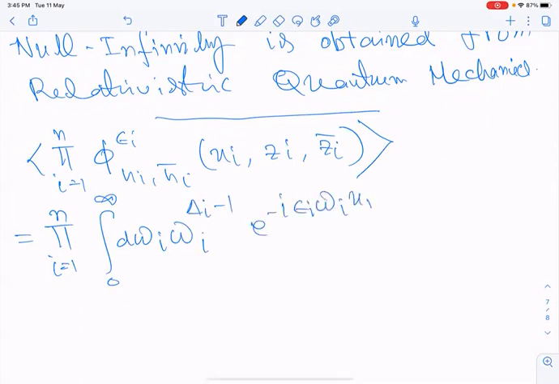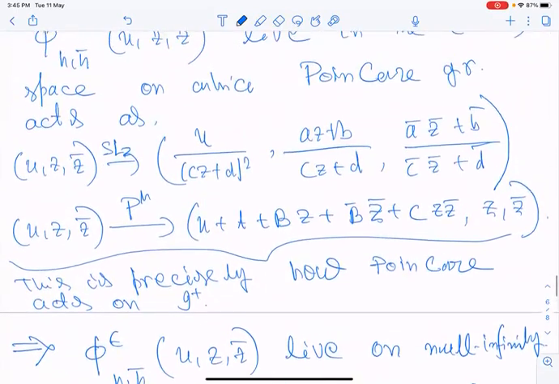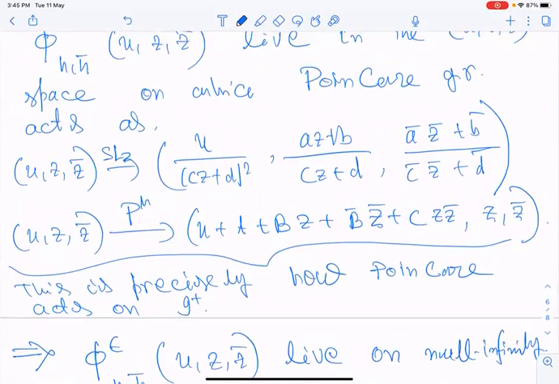Shamik, I'm a little confused. This null infinity that you're talking about now is a null infinity in momentum space. It's not in real space. No, but the thing is that now it has basically transmuted into the real space.